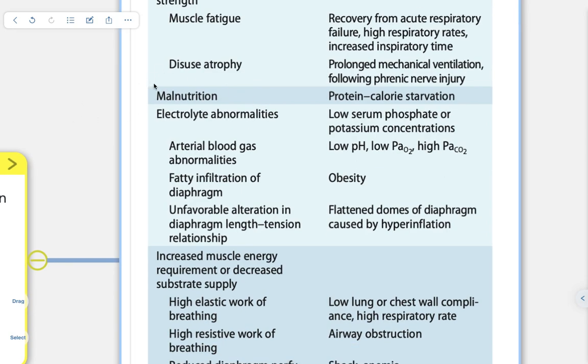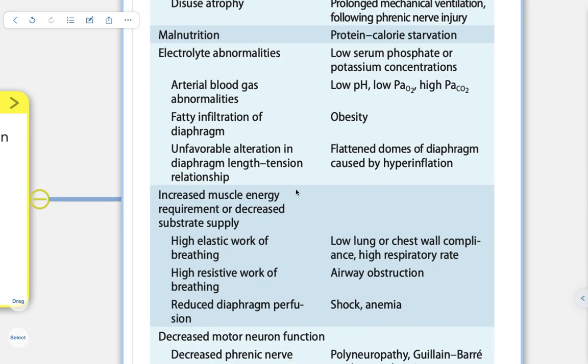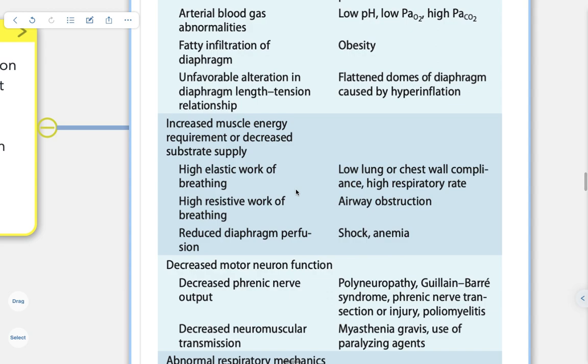Then this could also happen as a result of malnutrition, electrolyte abnormalities, especially a low level of phosphate or potassium, ABG abnormalities in the form of a low pH, low PaO2, or a high PaCO2, fatty infiltration in the diaphragm as a result of obesity, or some unfavorable alteration in the diaphragm length-tension relationship. That is, especially in the case of flattening of the diaphragms, which we generally see in dynamic hyperinflation. Then this could also happen as a result of increased muscle energy requirement, where either the requirement is high or the supply is low, right?